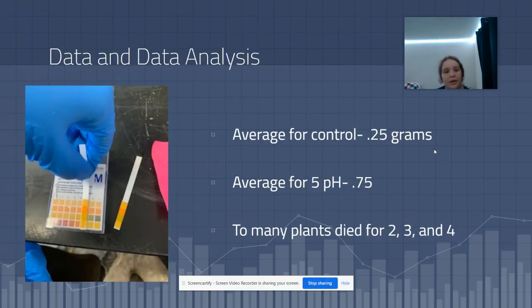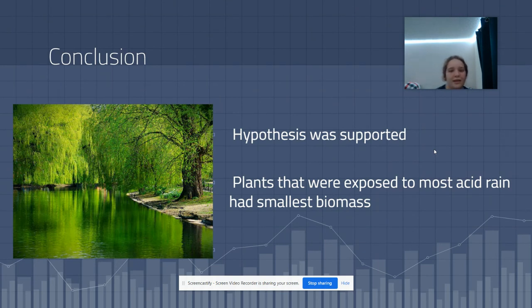The average loss of biomass for the control group, which had a constant pH level of 6, was 0.25 grams. The average for the pH 5 group was 0.75 grams. Too many plants in the 2, 3, and 4 pH level died to have an average. My conclusion is that the hypothesis was supported.